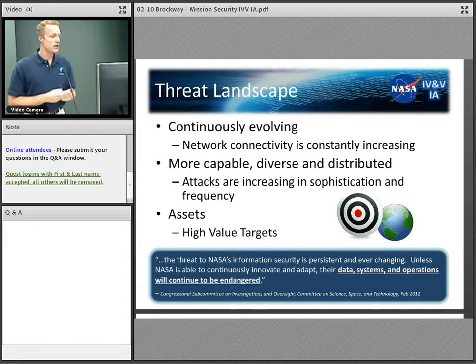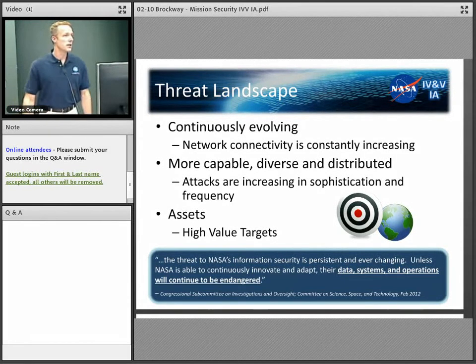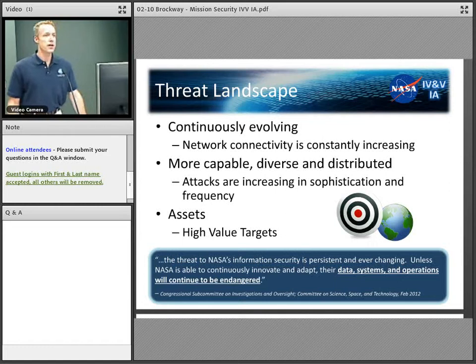Network connectivity is constantly increasing, with very diverse and distributed attacks, increasing in sophistication and frequency. And why is that? Because NASA, as well as other organizations, have high-value targets. There's something that others want. And indeed, Congress has provided inspiration in the sense that we have to continually innovate and adapt, or indeed our data systems and operations will continue to be endangered.